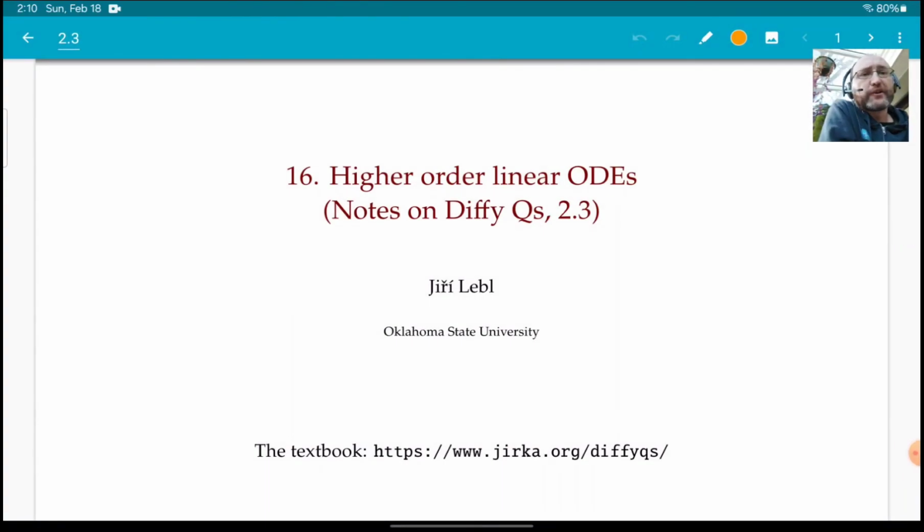So today we're going to look at higher order linear ODEs. So linear ODEs of order 3, 4, 5, and so on. And so this is section 2.3 in the book.